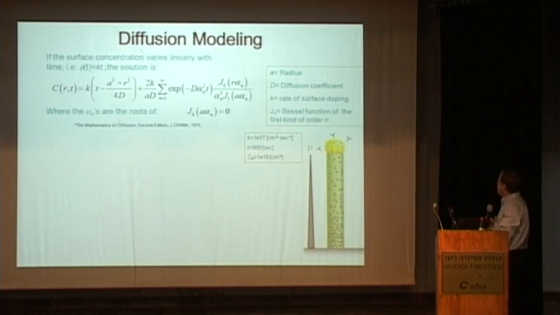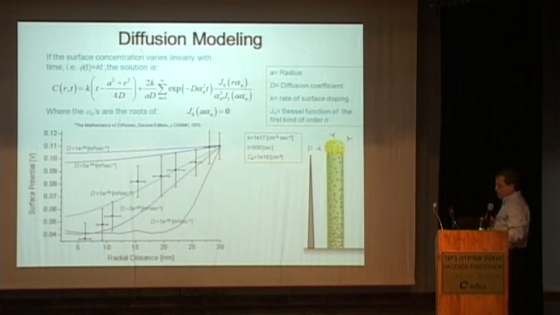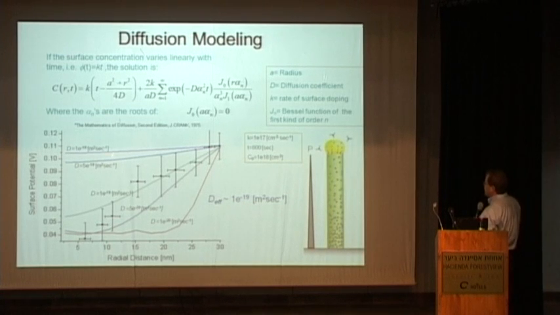So we solved the diffusion equation. I don't have to describe it now. Ignore this equation. This is the equation we use for solving the diffusion problem in cylindrical coordinates. And what you see here is calculated surface potential profiles, 4 profiles. And this is our measured surface potential.